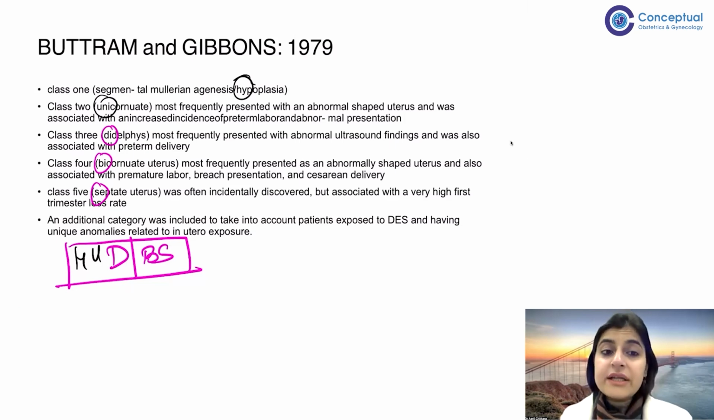An additional category: the very big advantage of Buttram and Gibbons was that they were the first classification system to include DES, that is diethylstilbestrol related Mullerian anomalies, particularly the hypoplastic uterus or T-shaped cavity, which is very characteristic of DES. This was the first time it was included in a classification system.